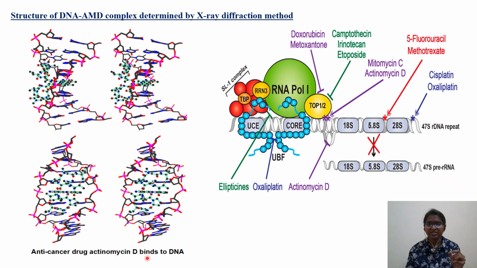The anti-cancer drug actinomycin D binds to the DNA. The blue color thing is your drug. In the groove this actinomycin D will go and bind, and here you can clearly see it. It will stop topoisomerase 1 as well as topoisomerase 2 DNA replication, and because of which further unwinding of these two strands of the DNA will be stopped.